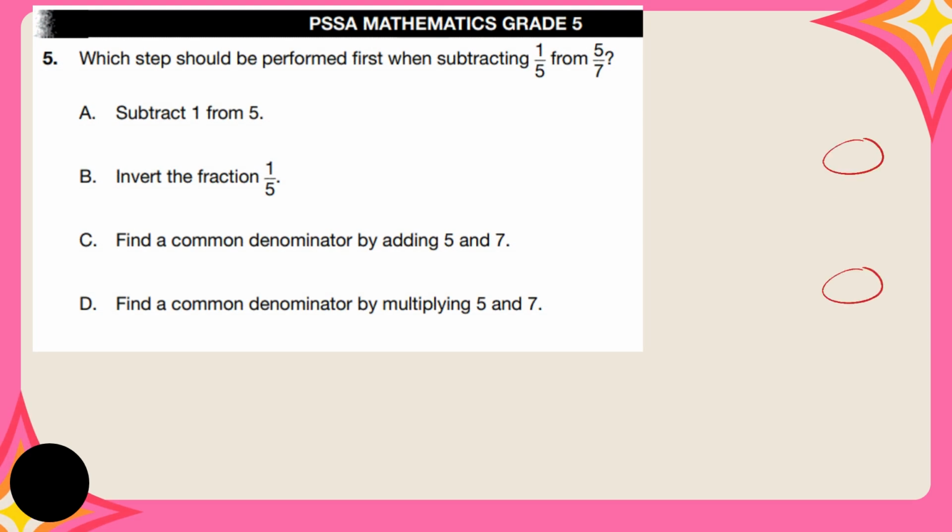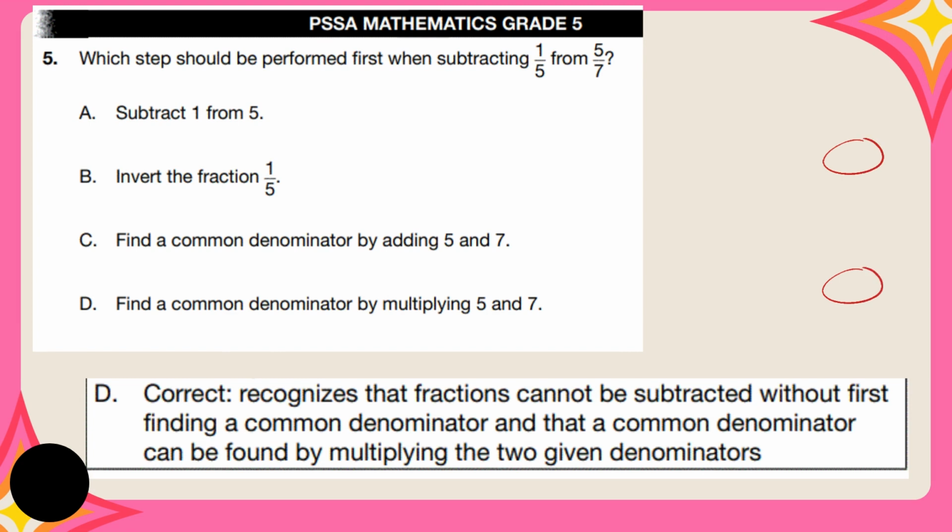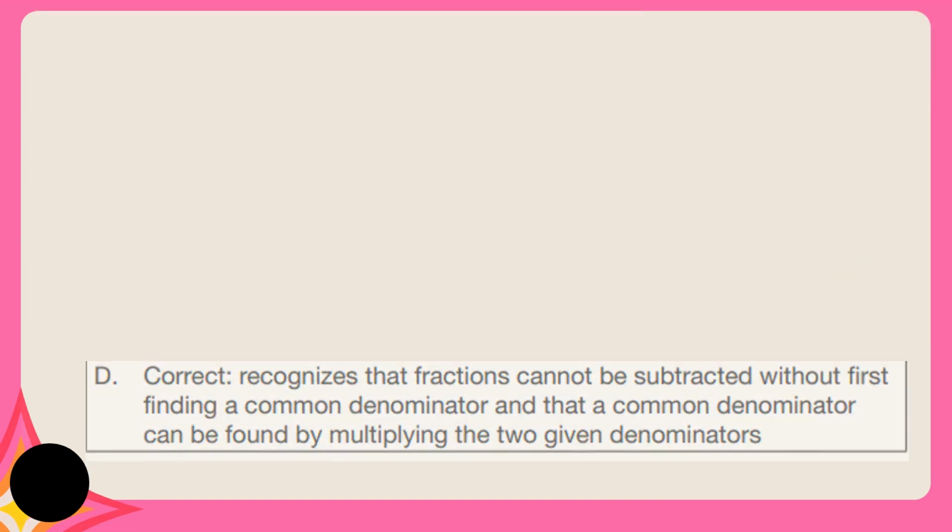Question number 5. Which step should be performed first when subtracting 1/5 from 5/7? So what's the correct answer? First you need to recognize that the fractions can't be subtracted without first finding a common denominator, and that a common denominator can be found by multiplying the two given denominators. So here the correct answer is D: find a common denominator by multiplying 5 and 7.